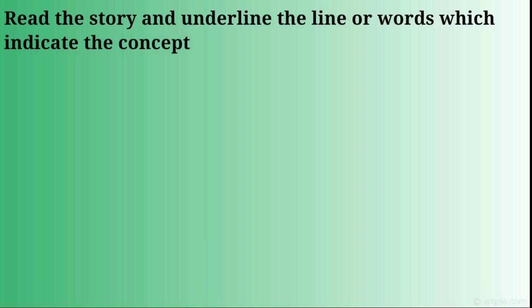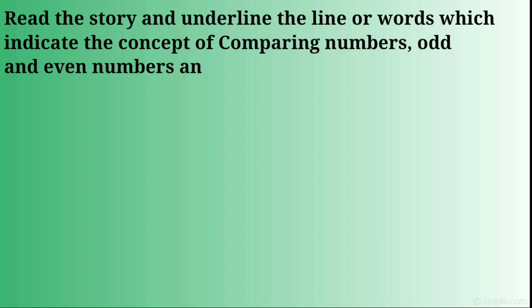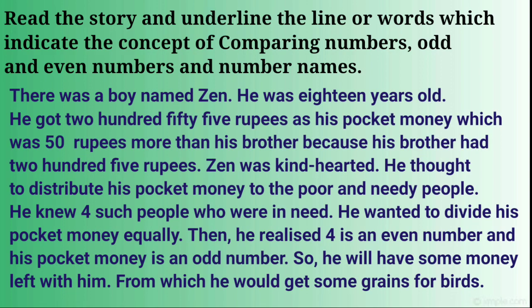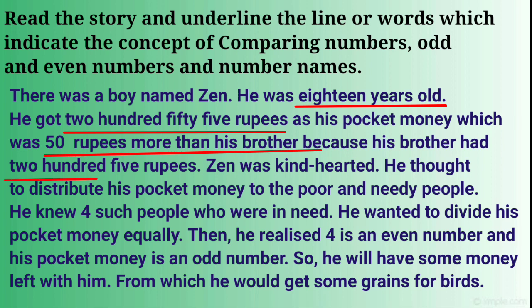Students can be asked to read the story and underline the lines or words which indicate the concept of comparing numbers, odd and even numbers, and number names. There was a boy named Zen. He was 18 years old. He got 255 rupees as his pocket money, which was 50 rupees more than his brother because his brother had 205 rupees. Zen was kind-hearted.